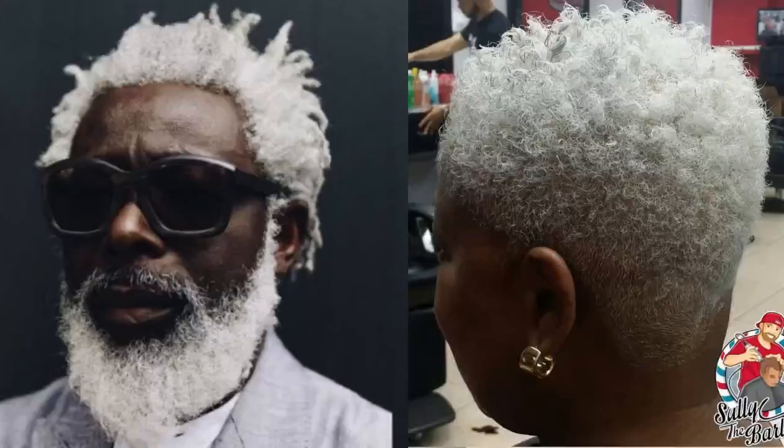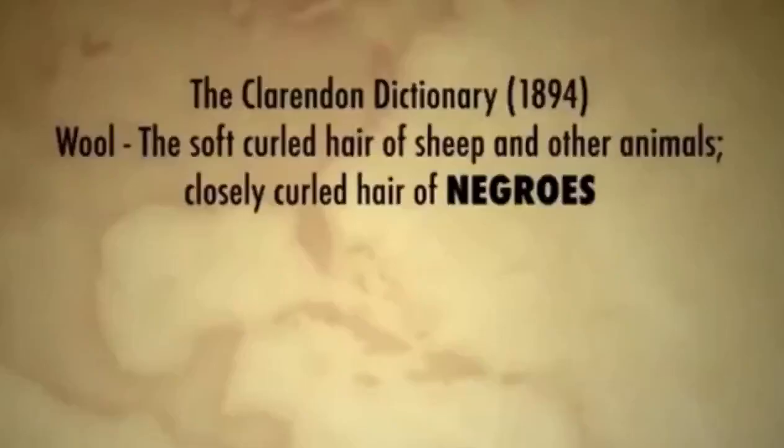Who has woolly hairs? The so-called Negroes, black men and black women. They're the ones walking around with the woolly hairs. And you've been taught to hate the woolly hair that you have. And guess what? God, the Most High God, has the same kind of hair that you hate, what you call nappy. You've been taught in society that the standard is stringy hair. You've been taught to perm your hair and depress it. But guess what? God has the same hairs that you hate. You need to appreciate your woolly hair. The Clarendon Dictionary: Wool, the soft curled hair of sheep and other animals. Closely curled hair of Negroes.